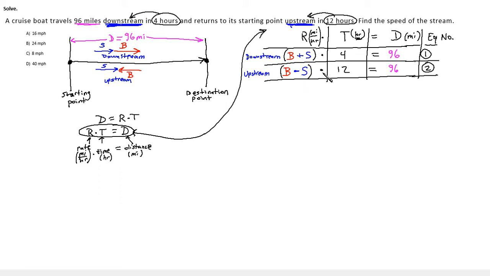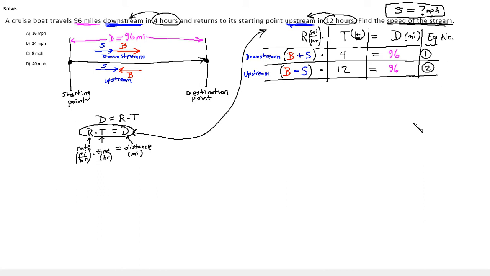If we were to solve these two equations simultaneously and end up solving specifically for S, that would be the goal of this problem. They want to know what is the speed of the stream. Some number, some speed in, I think, miles per hour.